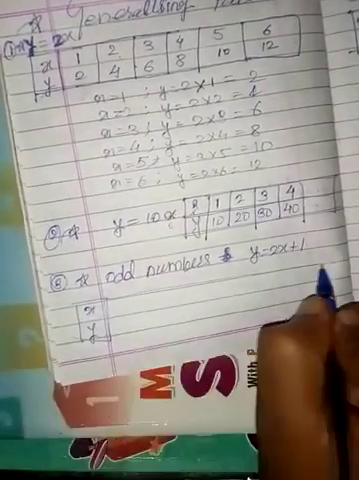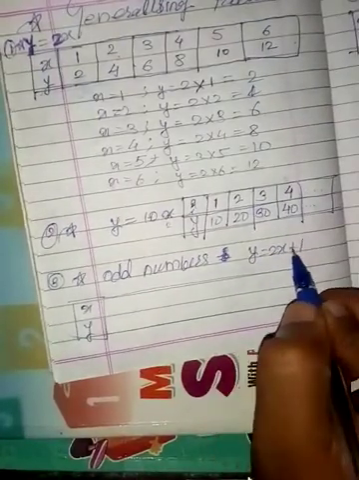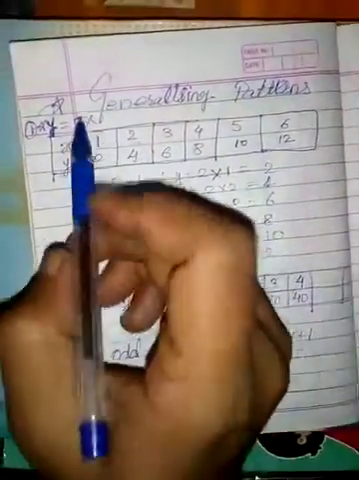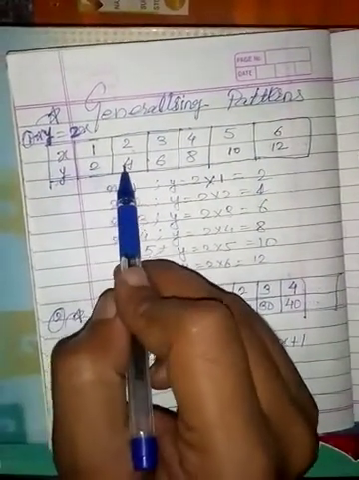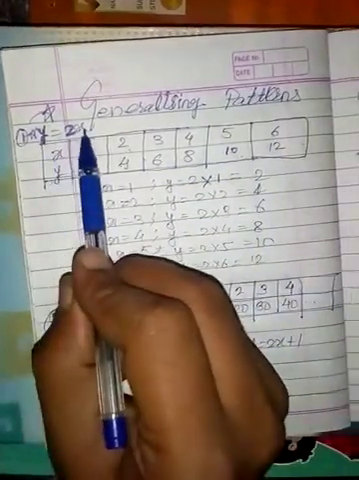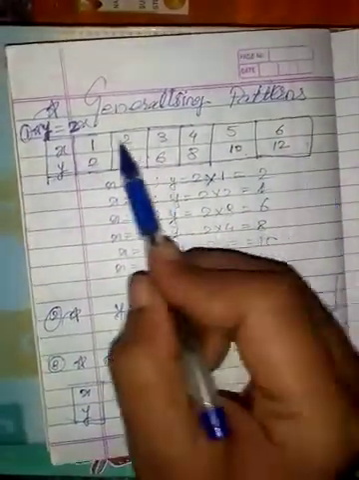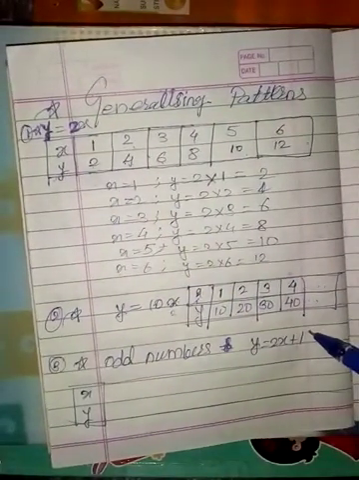How can we make it? What is the formula? y is equal to 2x plus 1. When y is equal to 2x, the y value comes as only even numbers: 2, 4, 6, 8, 10, 12, right? This is the formula of an even number. And if you add 1 to it, then it will always come odd.